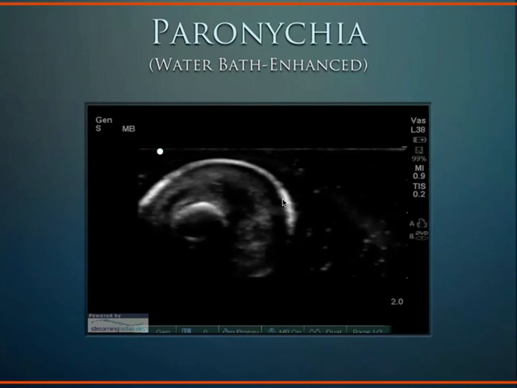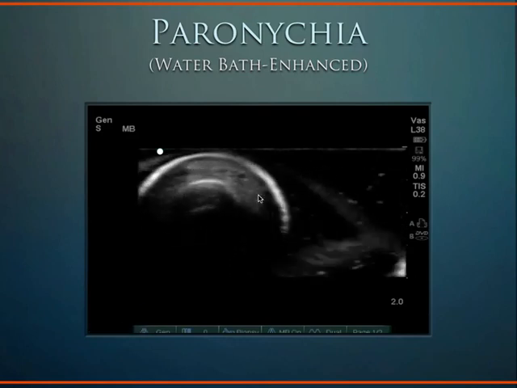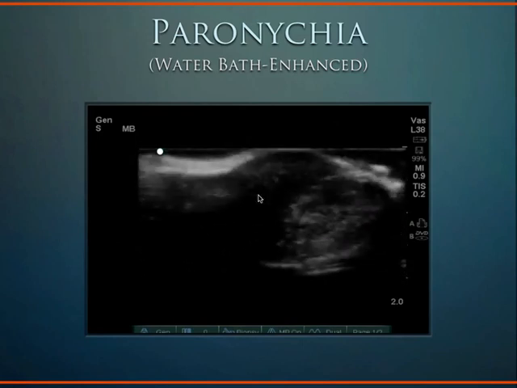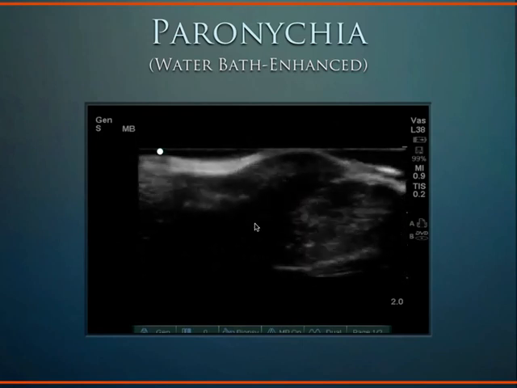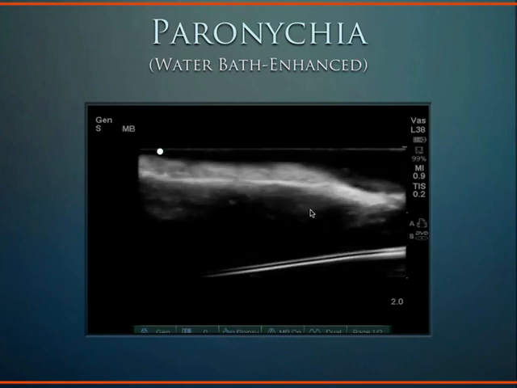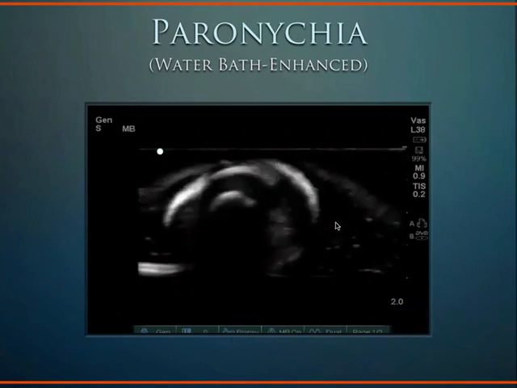Here's another example of paronychia, or infection in the finger that's just adjacent to the fingernail itself. On ultrasound there's a lot of swelling here of this finger, and as we go through this, we can see the fingernail coming through there with the abscess adjacent to it.